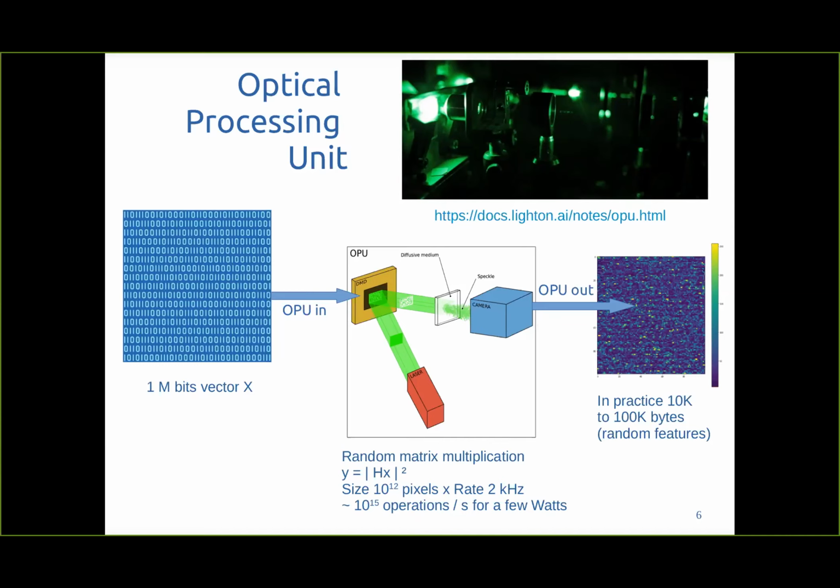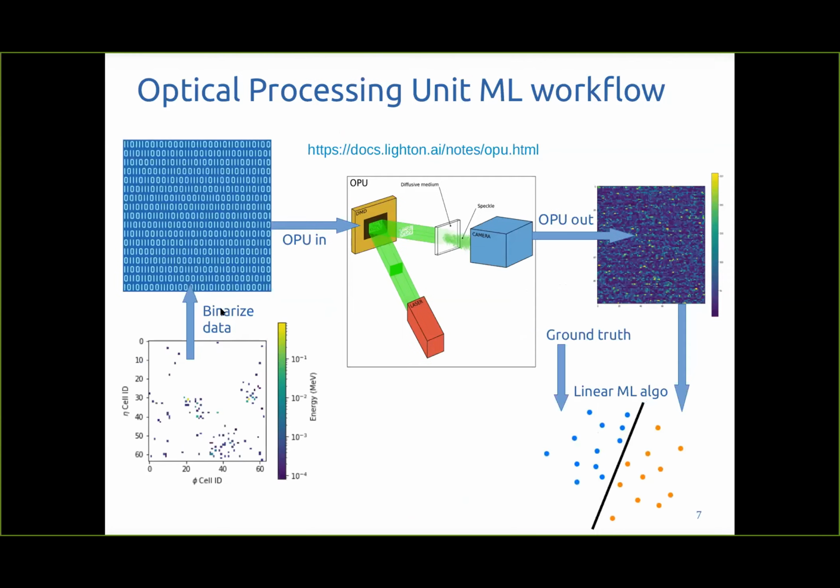So if we put it into a workflow, now it comes like this. You have a physical problem on the left. You find some smart way to linearize your data. Then you pass it through the OPU. And that's the moment when the machine learning part starts. You have your ground truth, the Y vector. You have your random features, and then you can apply your favorite linear algorithm. Once again, in practice, most of the time we use some ridge regression, but that's the general idea.